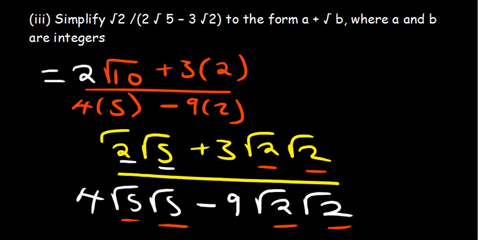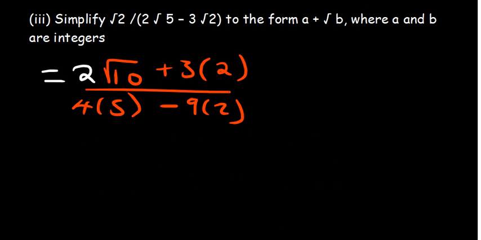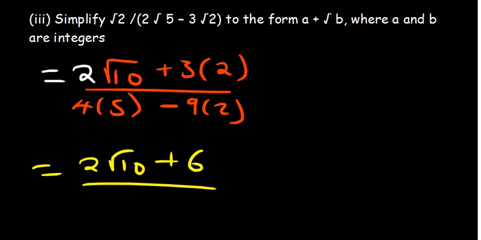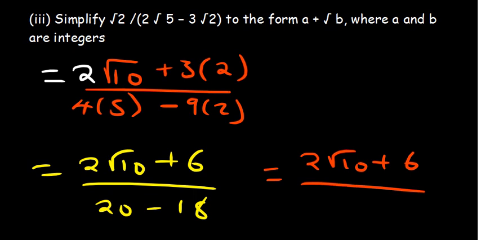So we can simplify further. What can we have in such a case now? So 2 root of 10, then that is plus 6, over 4 by 5 is 20, 9 by 2 is 18. So this can simplify to 2 root of 10 plus 6. Then 20 minus 18 is a 2. So I want it to be in that form, so I can divide by the 2 throughout.